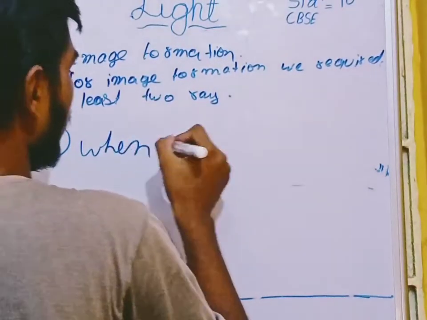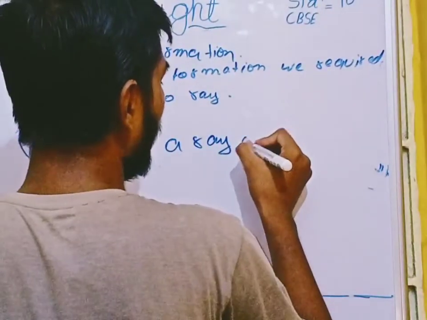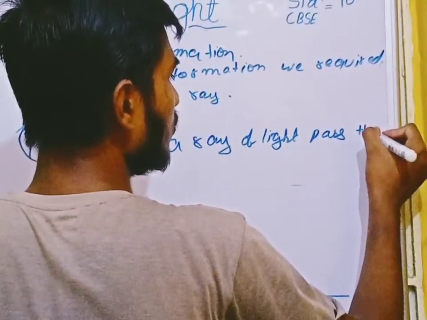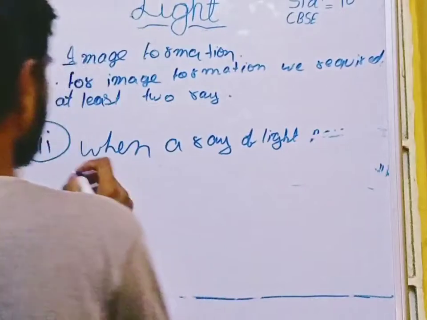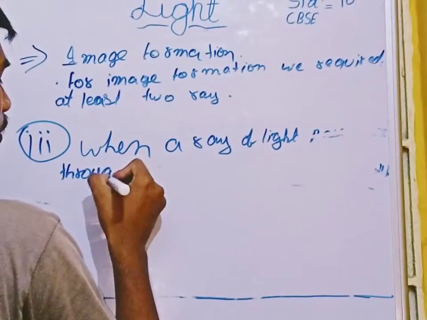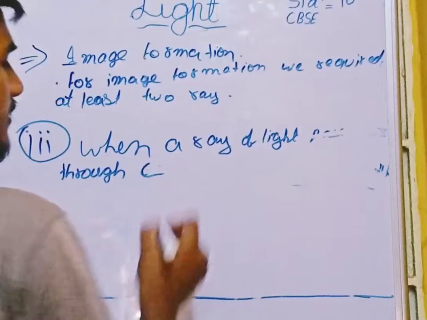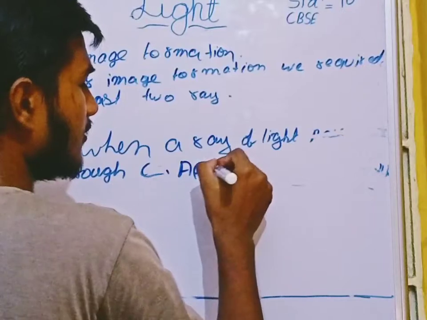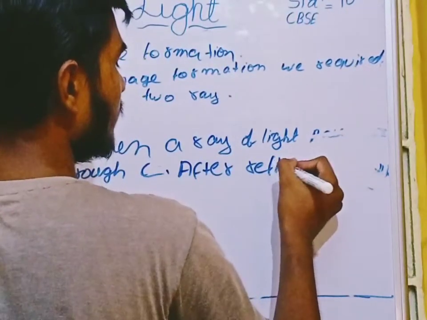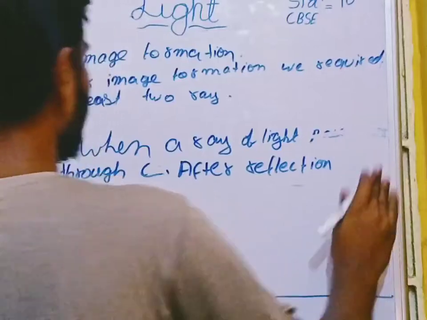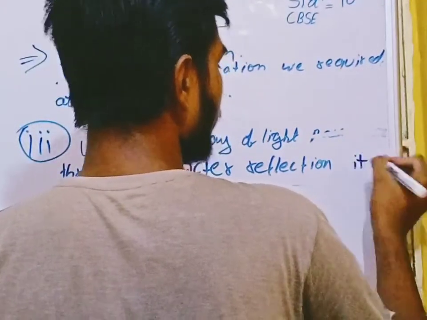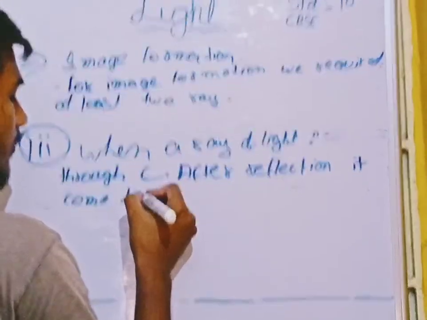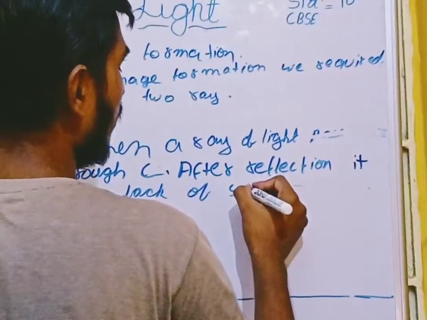The third rule states that when a ray of light passes through the center of curvature, which is represented by letter C, then after reflection it comes back on the same path.